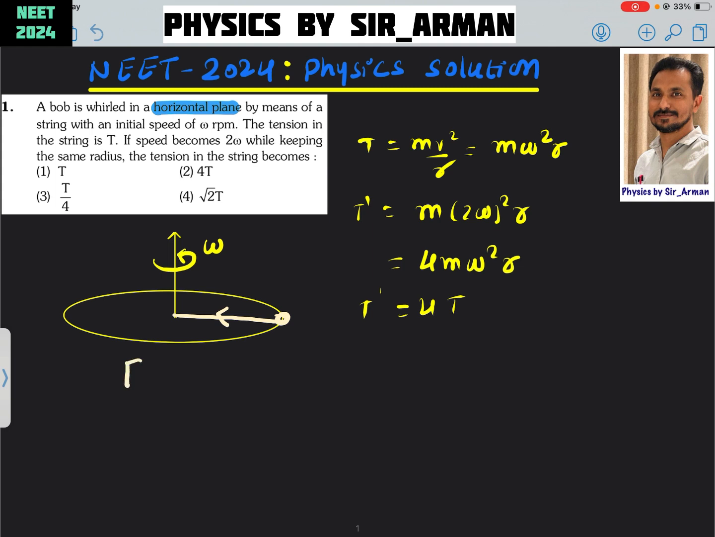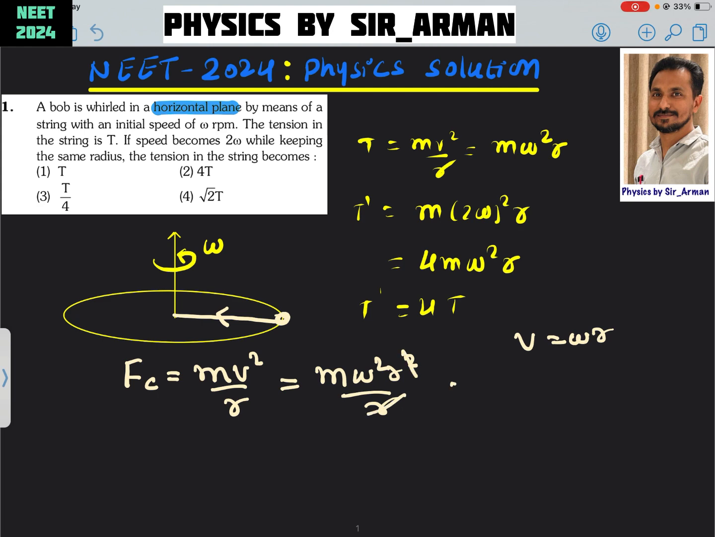So what is the equation for the centripetal force? Fc is equal to mv square by r, that we know. But we all know that v is equal to omega r. So instead of v square we can write omega square r square by r. So r and r square will get cancelled, and the equation will be m omega square r. This is the centripetal force, and it is balanced by the tension, so we can say that the tension in the string is T equals m omega square r.